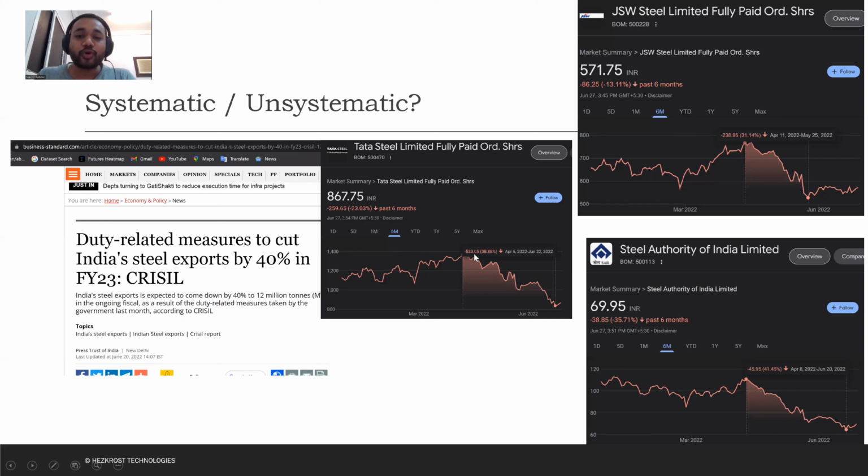And from those past 3-4 months, all the steel companies, JSW Steel, Steel Authority of India, Tata Steel, all of them on an average have fallen roughly 30-40%. So as an investor, as soon as this news came, I started shorting the stock and I made a lump sum profit in this.